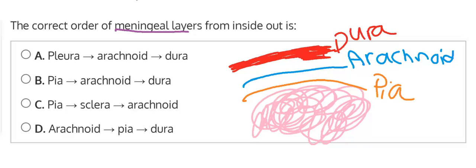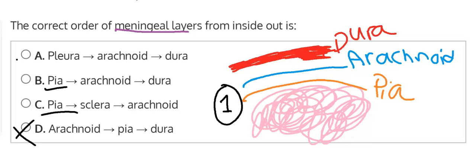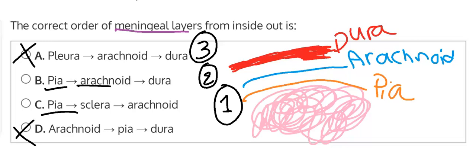So those are just some facts to know about the 3 layers, but ultimately this question is just asking for the order from in to out. Knowing in to out, we know that pia would be first. We see pia on options B and C, so we can eliminate D and A. Next we know is arachnoid, and then lastly it would be dura, going in this order from in to out. So based on that, it would be pia, arachnoid, and then dura. So option B would be correct for this question.